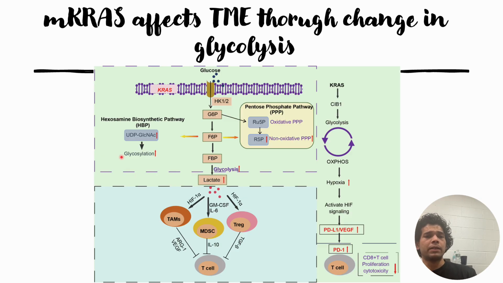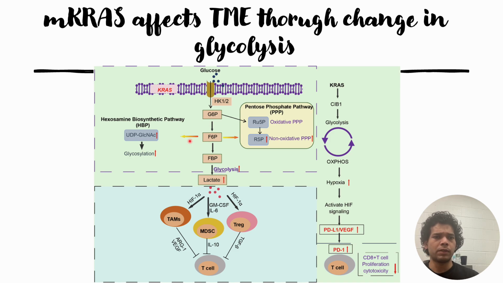Along with this, what will happen? The glycosylation will also increase. How does this glycosylation increase? Because of the mutated KRAS, it will lead to enhanced hexosamine biosynthetic pathway, and this enhanced pathway will lead to a high amount of UDP-GalNAc, which is a precursor for these glycosylations, and because of the increased precursor, it will cause increased glycosylation.